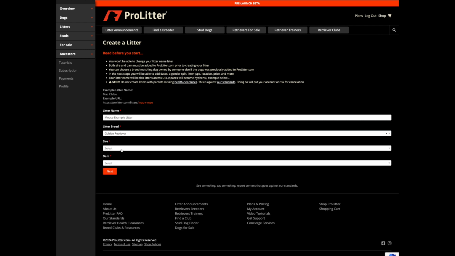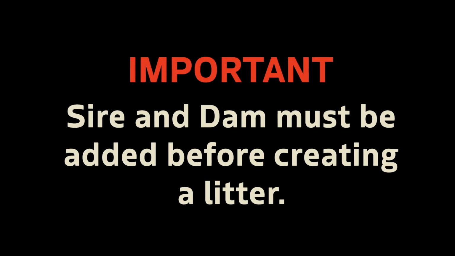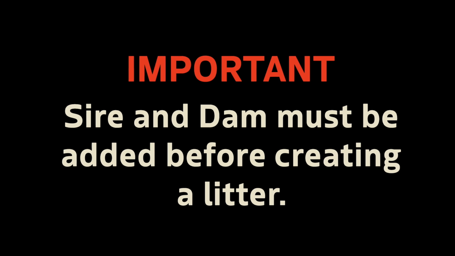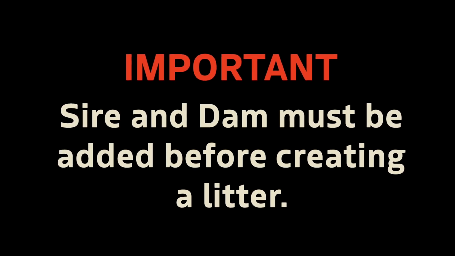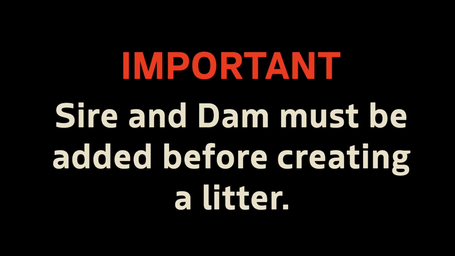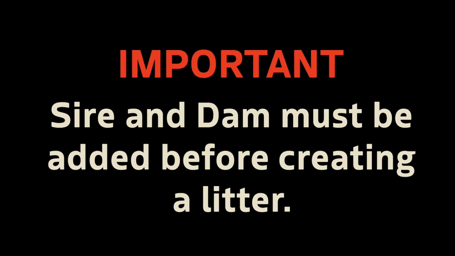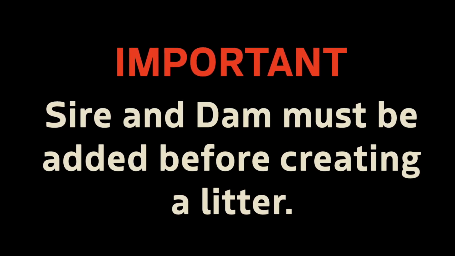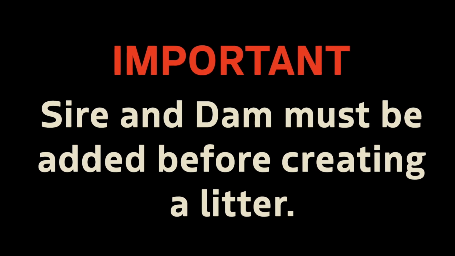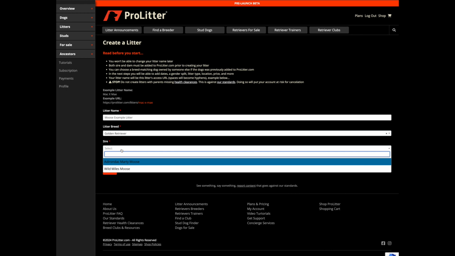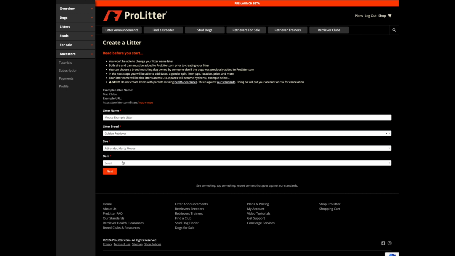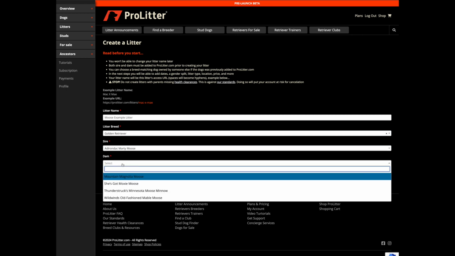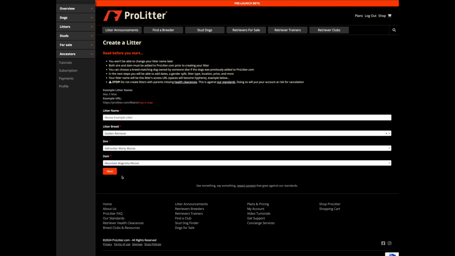Now, here's where we need to select the sire and the dam. These two dogs must have already been added into your ProLitter account or someone else's ProLitter account. You can create litters with dogs owned by other people, but they must be added to ProLitter before you can do that. So let's go ahead. I'm going to select a sire, and we'll say this is going to be Adirondack Marty Moose, and I'm going to select the dam, and I'll choose Mountain Magnolia Moose, and then I'll hit next.